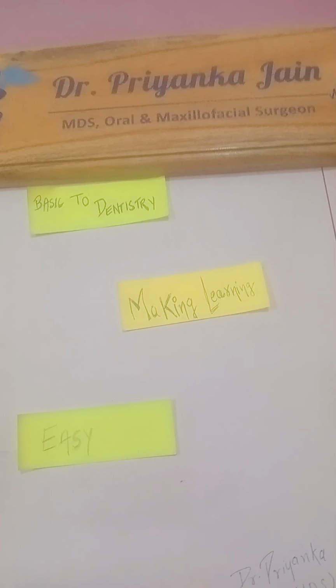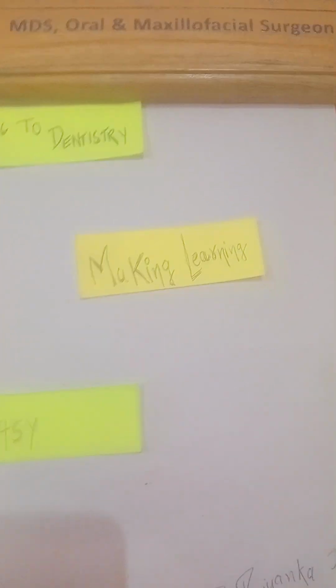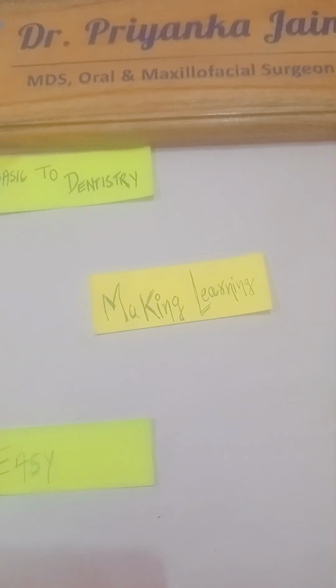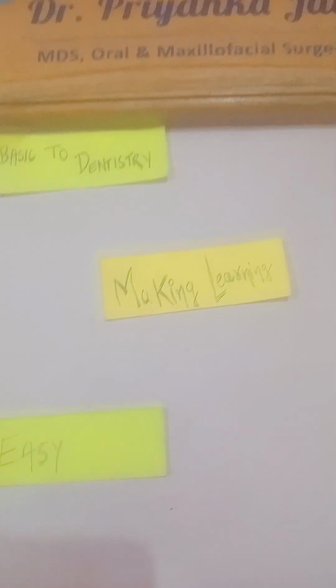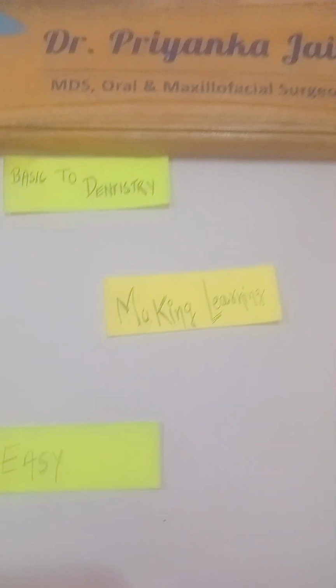So last class we started with cutaneous pemphigoid. Let me make one thing clear: pemphigoid and pemphigus vulgaris are two different lesions. They are not the same lesions, okay? Pemphigoid has two types, cutaneous and mucosal. And we are studying cutaneous pemphigoid.